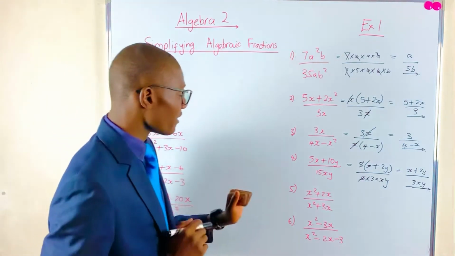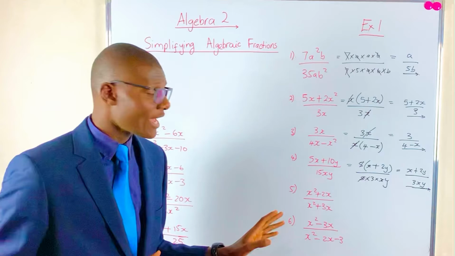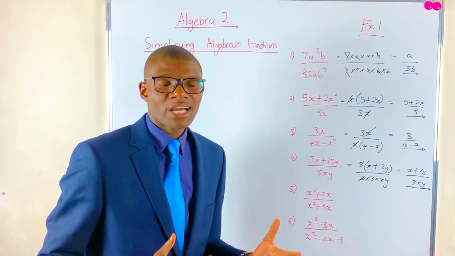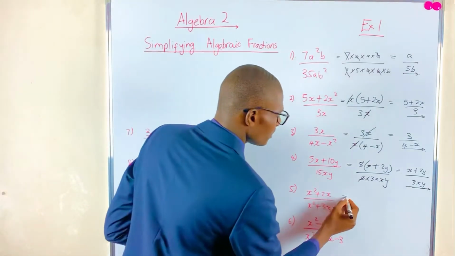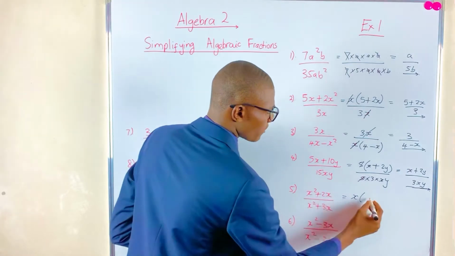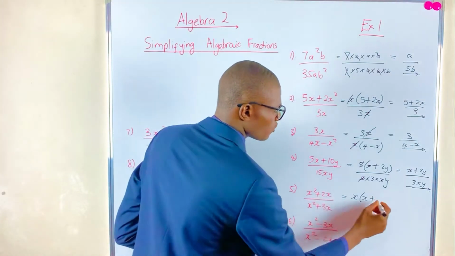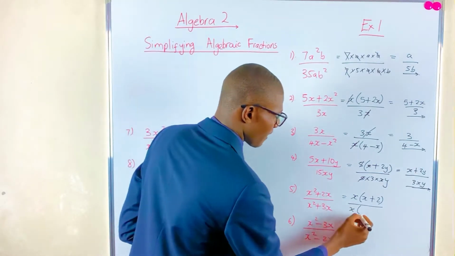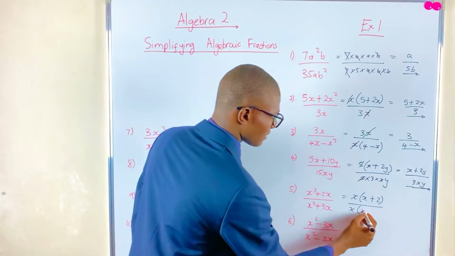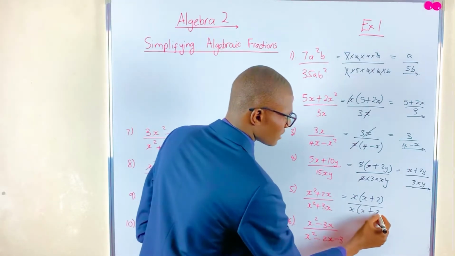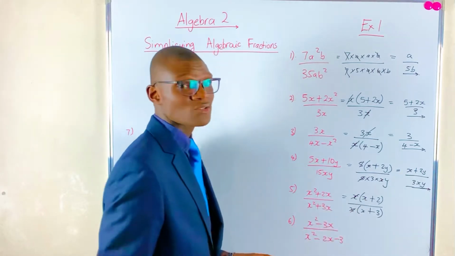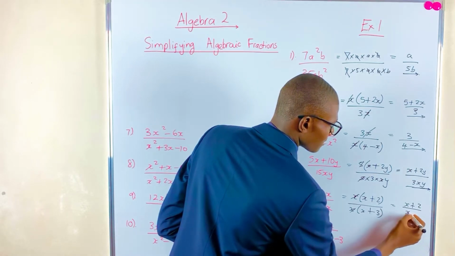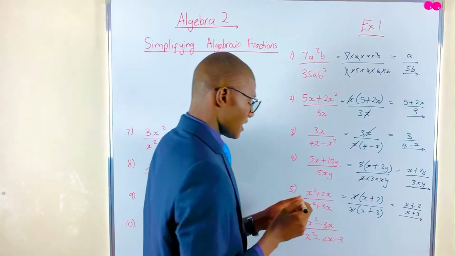Then moving on to number 5. We've got x squared plus 2x over x squared plus 3x. In both the numerator and the denominator, we can factor out x. In the numerator, factoring out x, x into x squared, we get an x, plus x into 2x, we get a 2. Then in the denominator, factoring out x, x into x squared, we get an x, plus x into 3x, we get a 3. So we see that x and x will cancel. Then the final answer will be x plus 2 over x plus 3. This is the answer that we get.